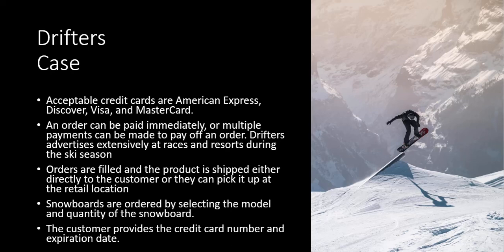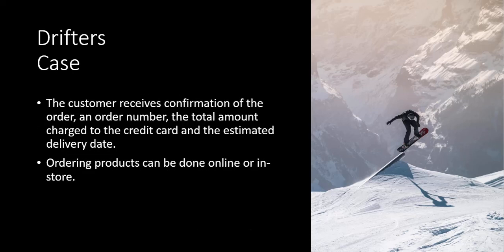Snowboards are ordered by selecting a model and a quantity of the snowboard. So if a customer ordered 3 identical snowboards, it would be the model number 1 and the quantity of 3. And the customer provides a credit card number and an expiration date for the payments. The customer receives confirmation of the order, an order number, the total amount charged to the credit card, and the estimated delivery date. Again, ordering can be done either online or in store.